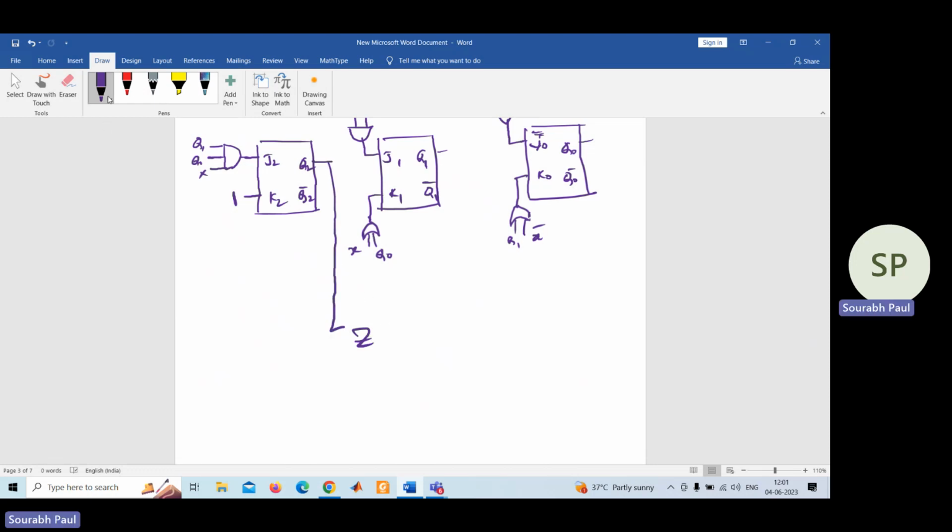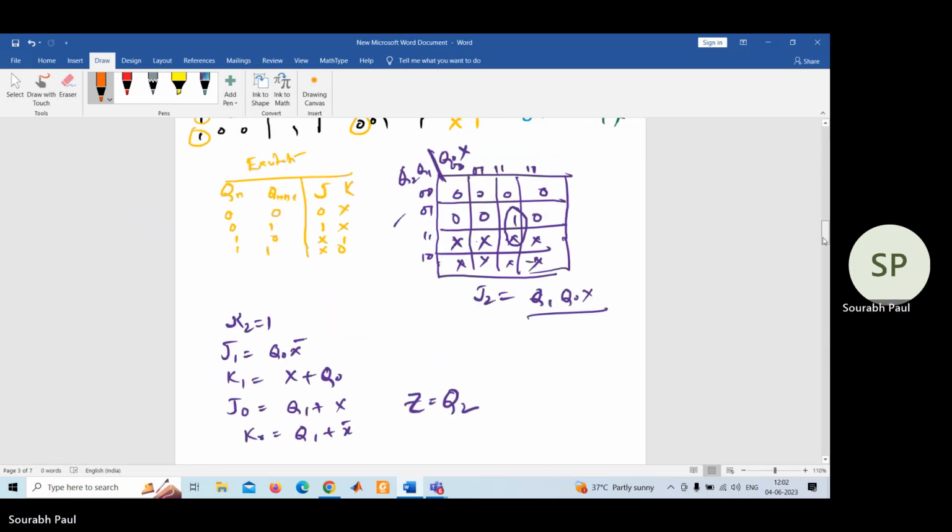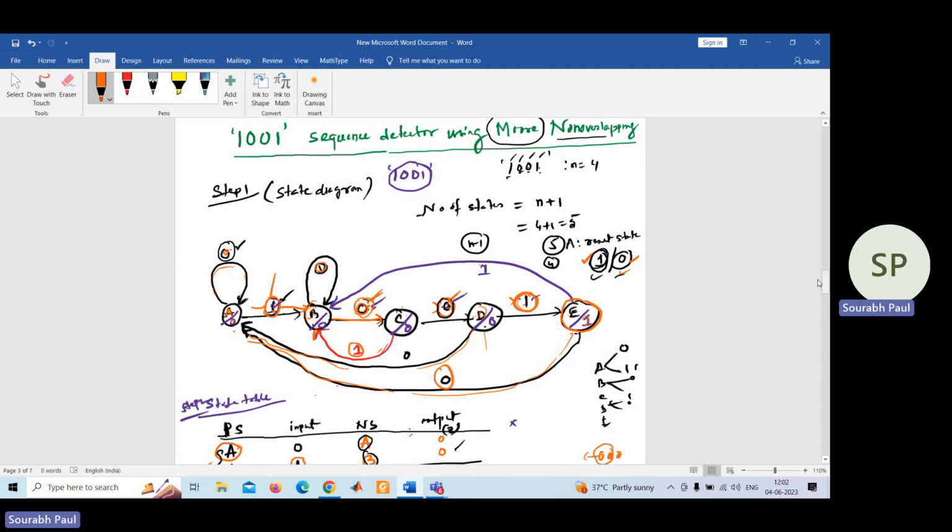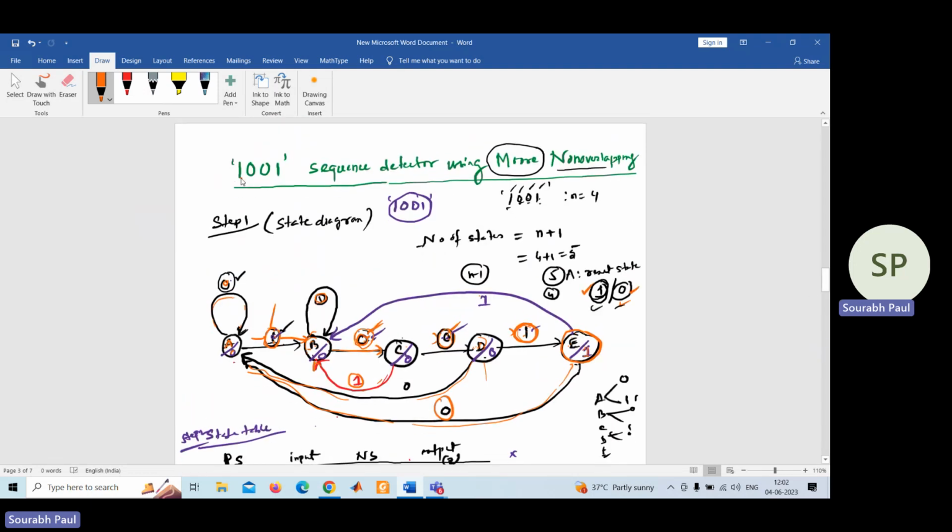Okay. So our circuit is almost done. Only the clock has to be given. So this is the common clock. Okay, so these steps you need to follow in order to make a sequence detector of 1001 using the Moore non-overlapping method. Whether this sequence is given or another sequence is given, it doesn't matter. If you follow these steps, definitely you can make the Moore non-overlapping detector. Okay, thank you.